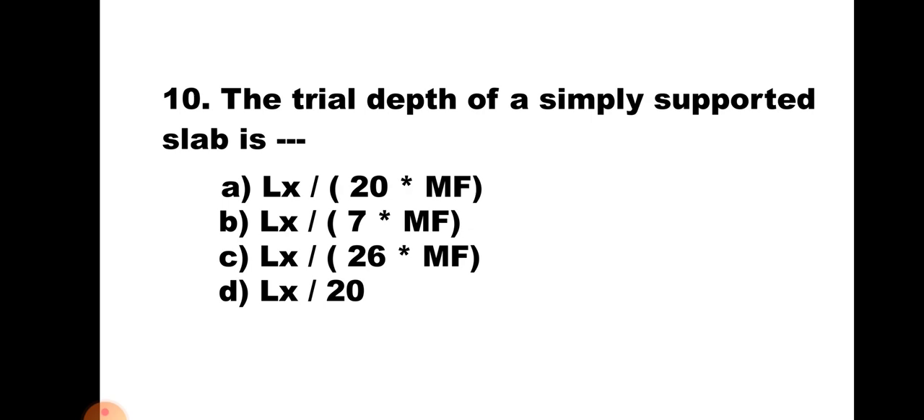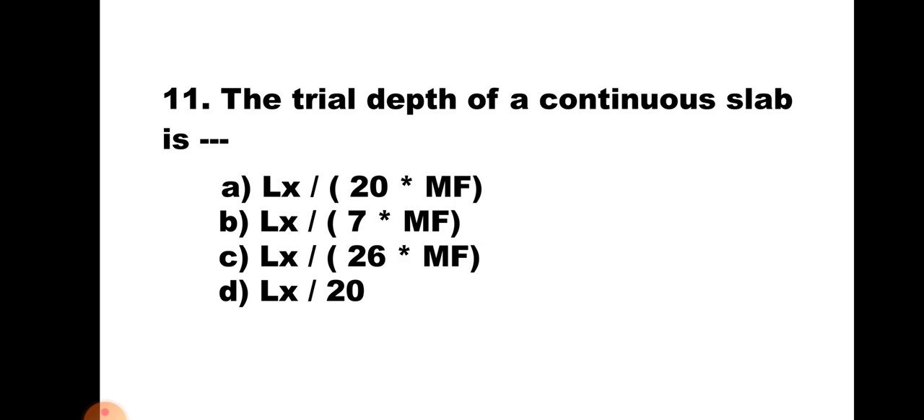Question number 10. The trial depth of simply supported slab is: A. Lx upon 20 times modification factor, B. Lx upon 7 times modification factor, C. Lx upon 26 times modification factor, and D. Lx upon 20. This is similar to the previous question, only the case is simply supported. For simply supported slab, basic L by D ratio is 20. Hence, the correct answer of this question is A, Lx upon 20 times modification factor.